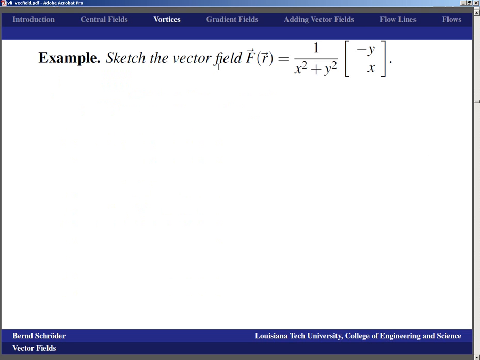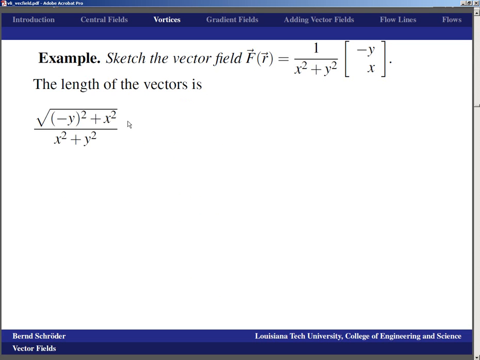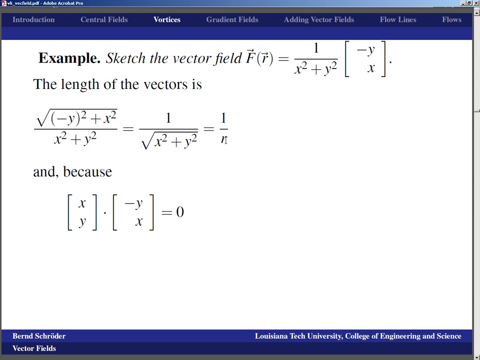And if we want to sketch the vector field F of r equals 1 over x squared plus y squared times the vector negative y, x, well, what is that? The length of the vectors: this 1 over x squared plus y squared is just a factor that factors out of the magnitude. The magnitude of this vector is the square root of the x component squared plus the y component squared, so it's the square root of negative y quantity squared plus x squared, and if you work that out, that's 1 over x squared plus y squared, which is 1 over r, 1 over the distance from the origin.